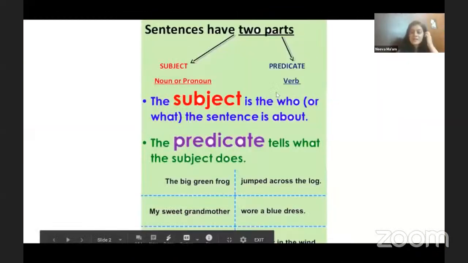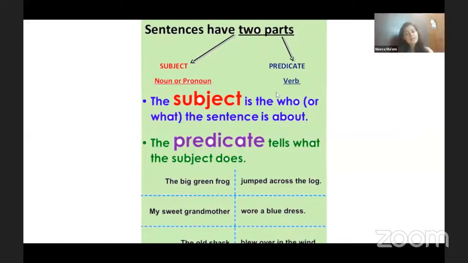A sentence has two different parts: one is the subject and one is the predicate. The subject is the who or what the sentence is about, whereas the predicate tells what the subject does. For example, the big green frog jumped across the log. The big green frog is the subject, whereas jumped across the log is the predicate. My sweet grandmother wore a blue dress. My sweet grandmother is the subject, whereas wore a blue dress is the predicate. The subject is the most important part of the sentence, whereas the predicate only supports the subject and describes the subject in more detail.